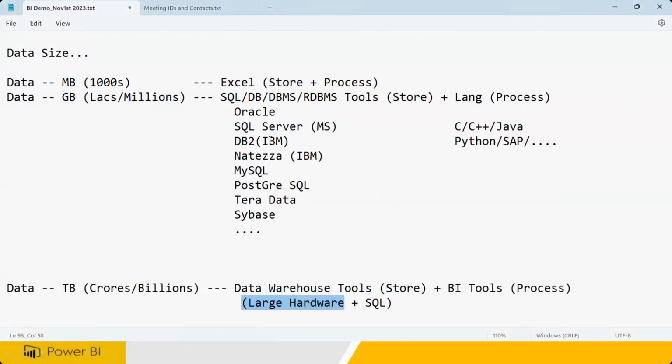A normal database means you are installing Oracle in your laptop. So your laptop cannot be a data warehouse. Data warehousing means you need to buy bigger hardware. All the bigger machines are going to be managed in the data centers.